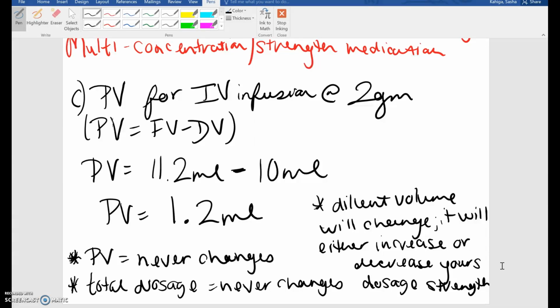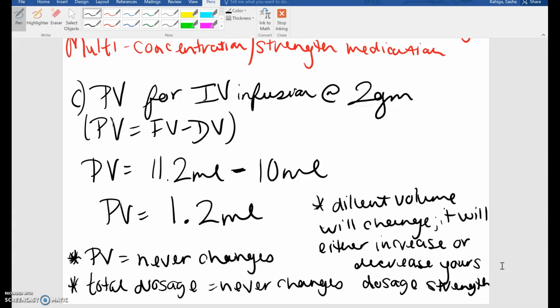If you look at that label on page 307, that 1 gram, if I add 3 milliliters of diluent volume, my final volume changes to what? 3.6 milliliters, which then gives me a concentration of 280 milligrams per milliliter. But if I add 10 milliliters instead of 3 milliliters, it changes my final volume to 10.6 milliliters, which then changes my dosage strength to 95 milligrams per milliliter.